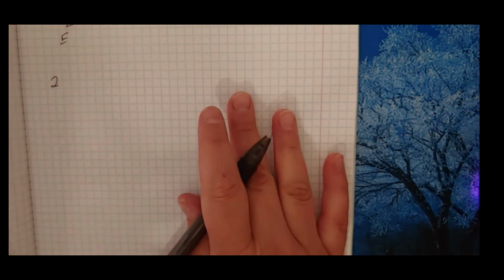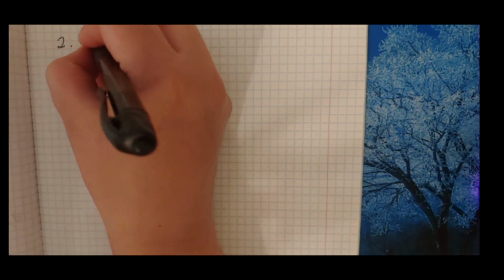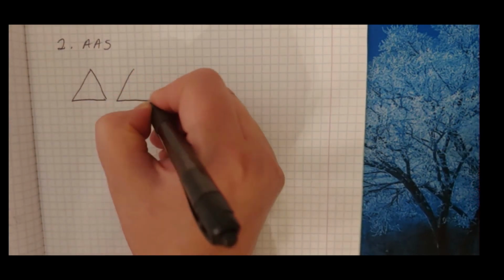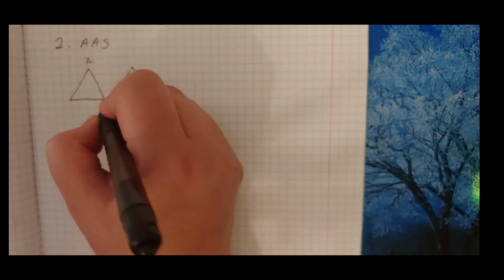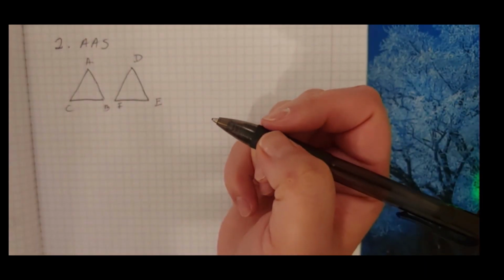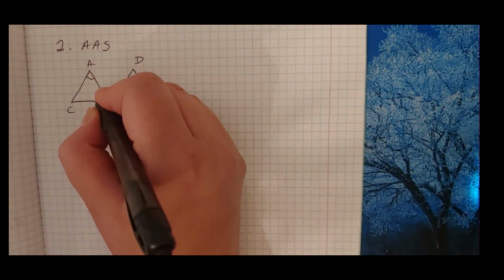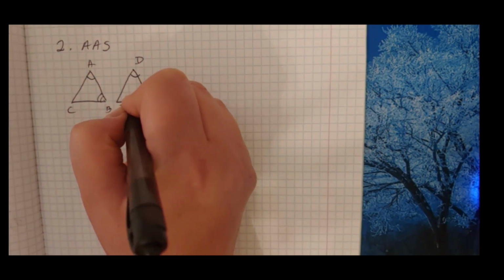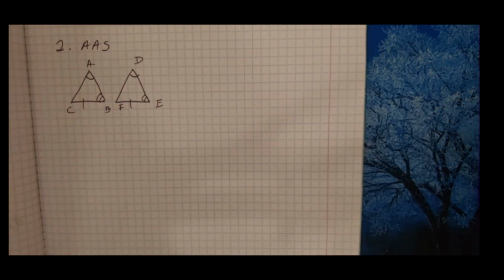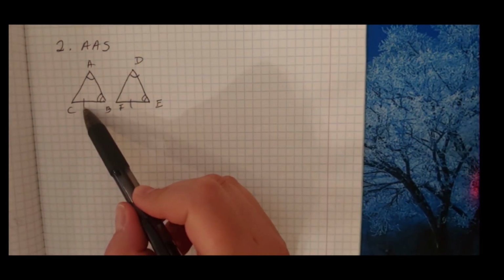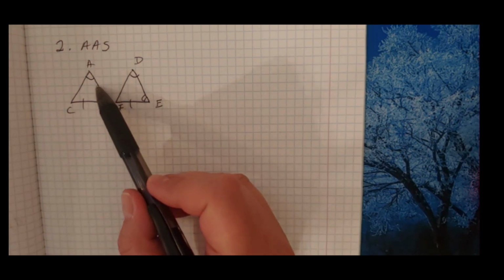Side, angle, side. Okay, so the second congruence we are going to talk about today is angle, angle, side. So given two triangles, A, B, C, D, E, F. Okay, let's say I have marked angle, angle, side, side. So I need to look at the information that is given to me. They give me two angles on the side. Could it be angle, side, angle? No, because the side is not included.